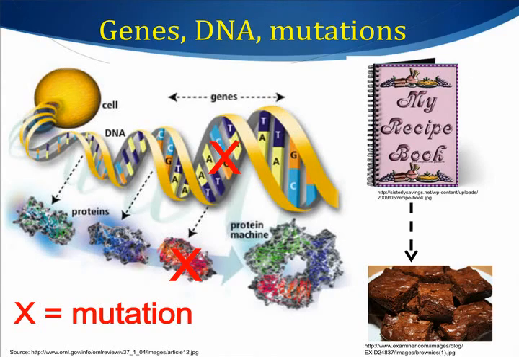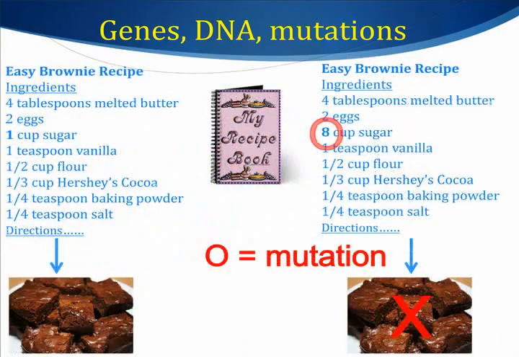If there are mistakes in the gene, then the body can't make the protein, or it makes it incorrectly. We call these gene mistakes mutations. To make this clearer, let's think of a recipe for brownies. If the recipe calls for 1 cup of sugar and you add 8, the brownies will not come out correctly. It is the same with genes. Even one tiny change in a gene will result in a problem.